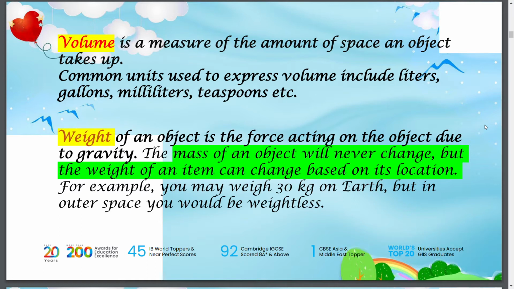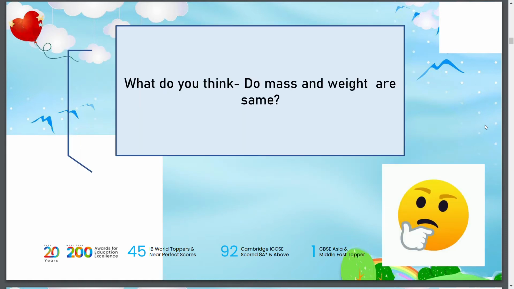So volume is a measure of the amount of space an object takes up, as I told before. Common units used to express volume include liters, milliliters, teaspoons, gallons, and so on. Weight of an object is the force acting on the object due to gravity. The mass of an object will never change, but the weight of an item can change based on its location. For example, you may weigh 30 kg on the earth, but you can weigh less in outer space. So what do you think, are mass and weight the same?